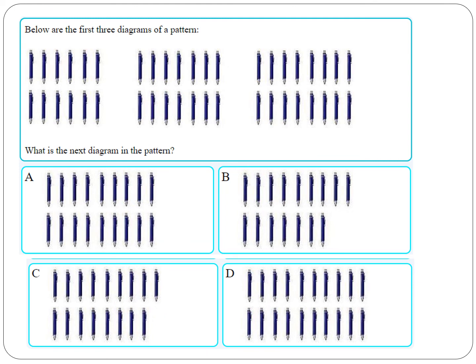And then the last question, number 9. Below are the first 3 diagrams of a pattern. What is the next diagram in a pattern? The answer was A.